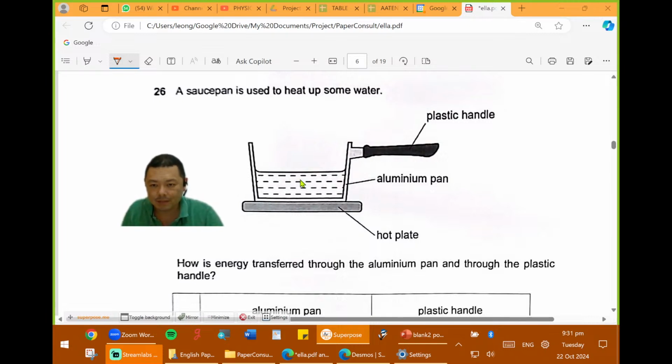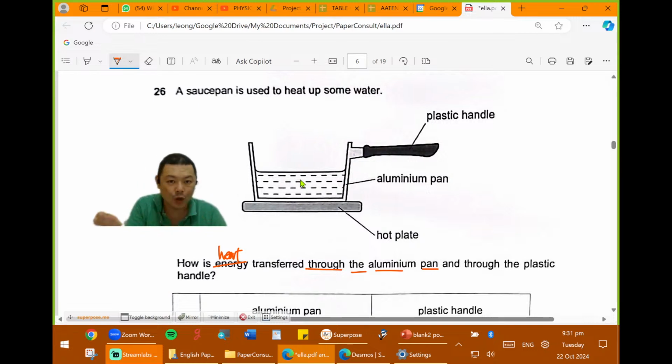Right, look very carefully. They're saying how is heat, not energy, how is heat transferred through, okay? Through the aluminum pan, not the water. They're asking you how is it transferred through the aluminum pan? That's it. I don't need you to talk about how the convection currents in the water form and then it starts boiling or anything like that. They're just asking you how does heat transfer through the aluminum pan? That means how does heat transfer through a metal?